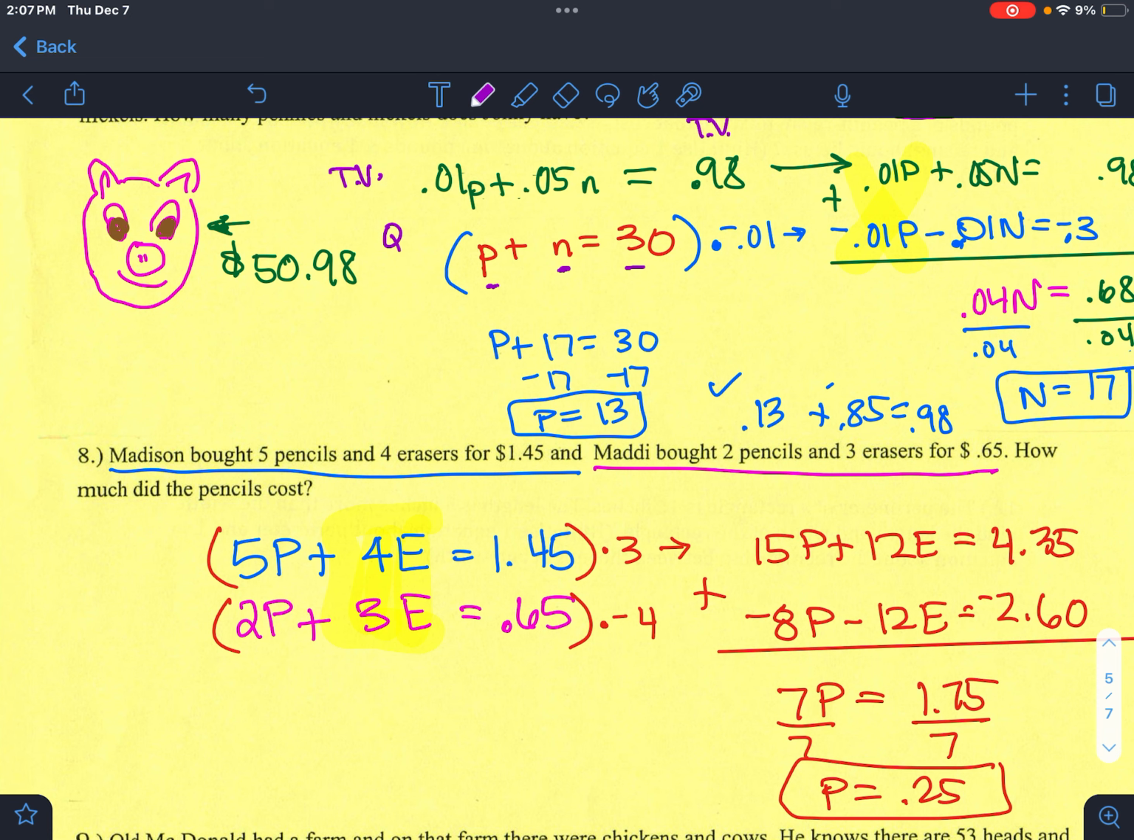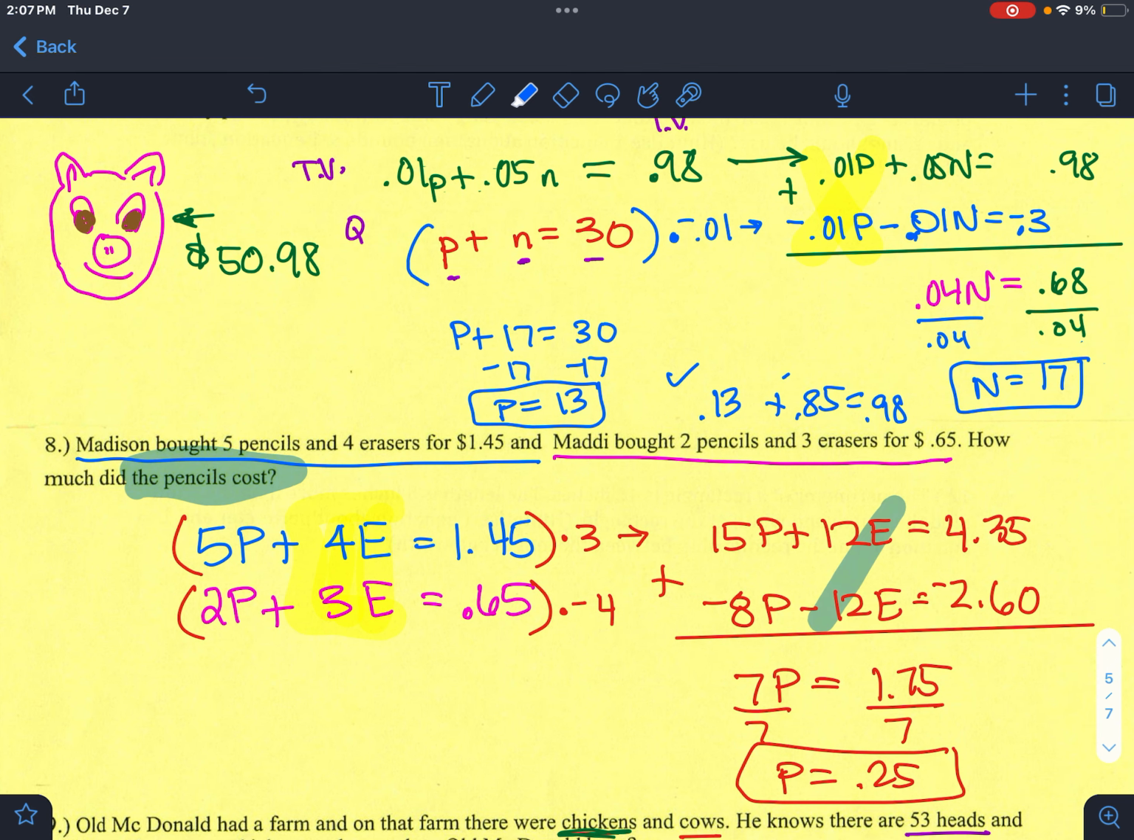And solving, if I eliminate the erasers, then I solve for pencils, and it only asks me how much the pencils cost. Sorry about that. Somebody walked in the room. I got a little distracted. Okay, so then I eliminated my erasers, solved for the pencils, getting pencils are 25 cents each.